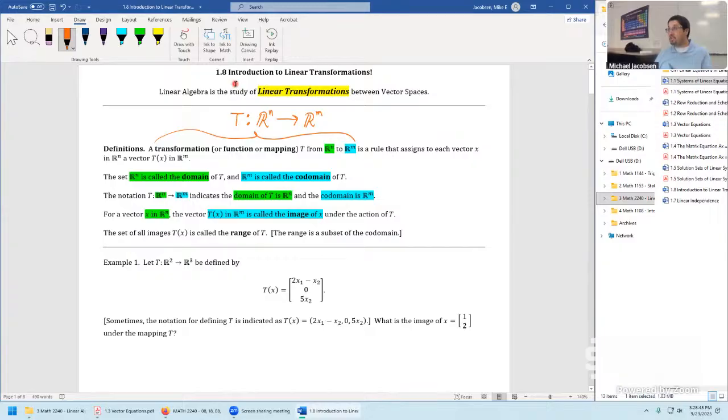Section 1.9 is going to introduce us to a lot of theorems about linear transformations. And we still haven't even defined what we mean by linear. This definition is simply for transformations themselves. While we're absorbing this, any questions at the moment?